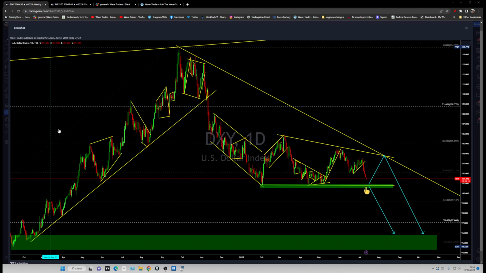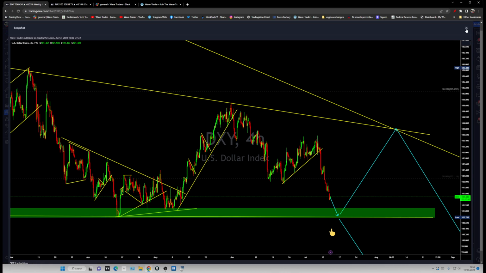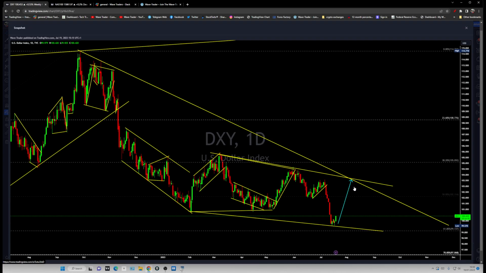So price broke down, and what happened? We were expecting it to either break or bounce, so we got a breakdown. Now price is simply setting up for another pullback, very much similar to that. Hopefully you understand the bigger picture.